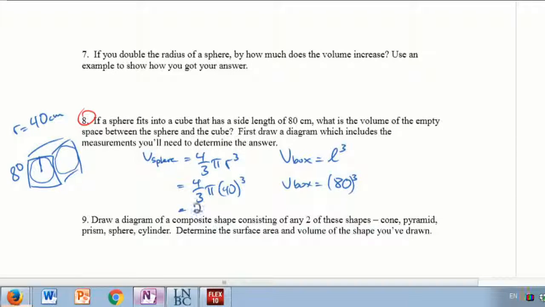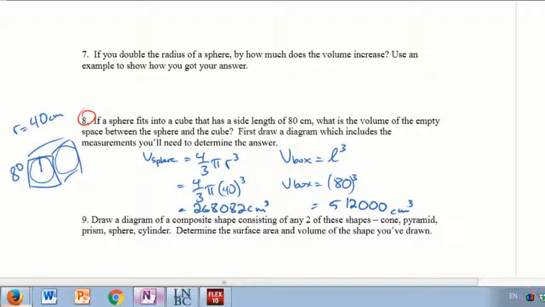So this is 268,082. The box is just going to be 80 cubed. And 80 cubed is 512,000. So these are centimeters cubed.